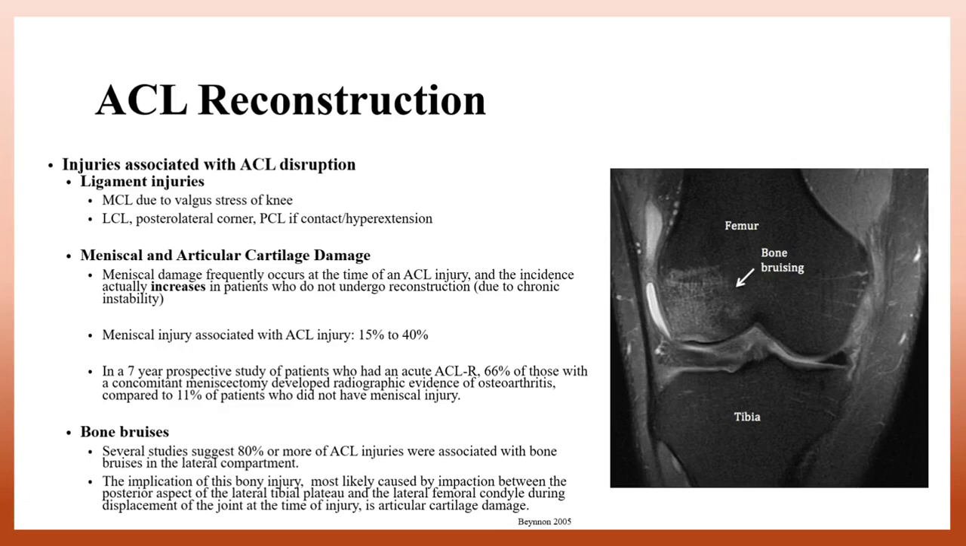There are a lot of injuries associated with an ACL disruption. Some of these include other ligament injuries as well as meniscal and articular cartilage damage, so hyaline cartilage that caps the ends of the long bone, but also, in up to 80%, what we call bone bruises, and that's going to be the picture on the very right. So imagine your knee goes into slight flexion, and then you have a twisting mechanism where your knee twists into valgus and internal rotation.